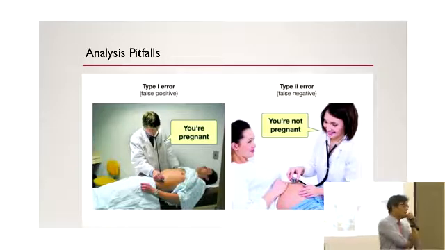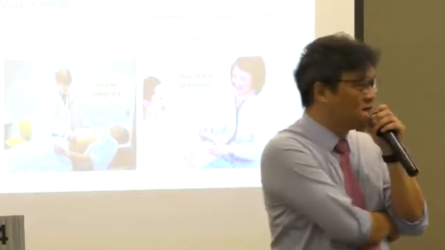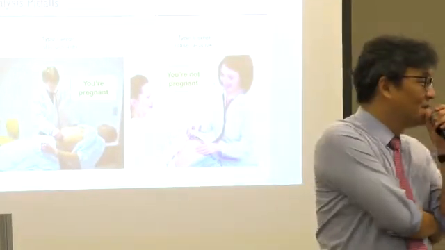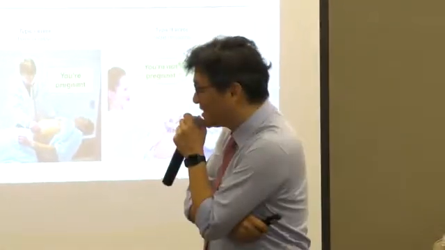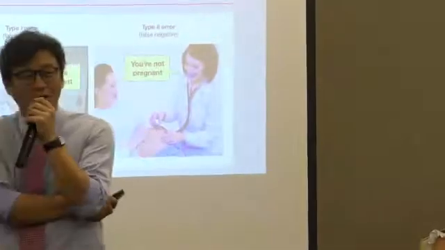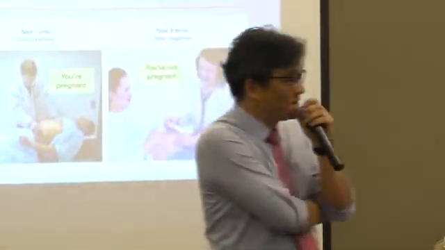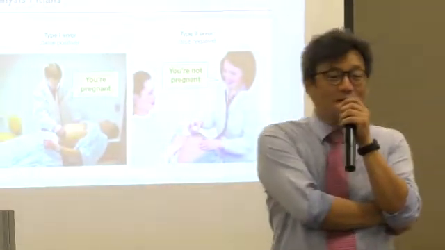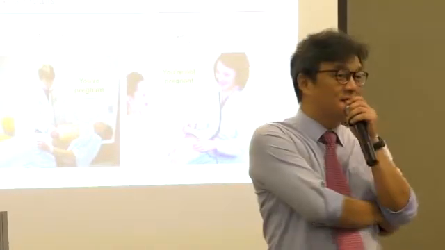So you all understand the concept of type 1 and type 2 errors? I don't think so. No, okay. In statistics, we have two kinds of errors. We can say a statement when the statement is wrong. That's called a false positive.